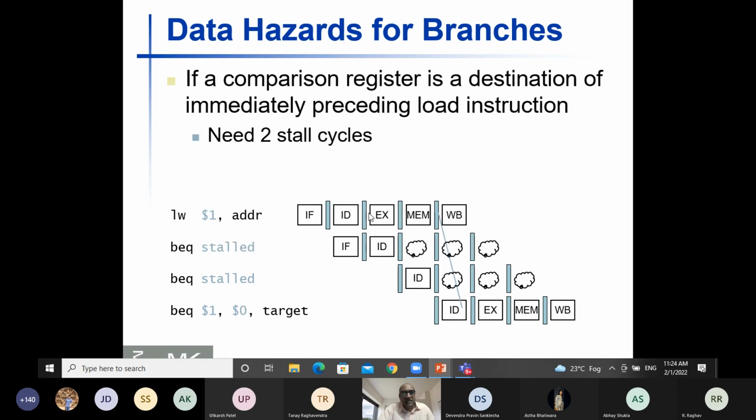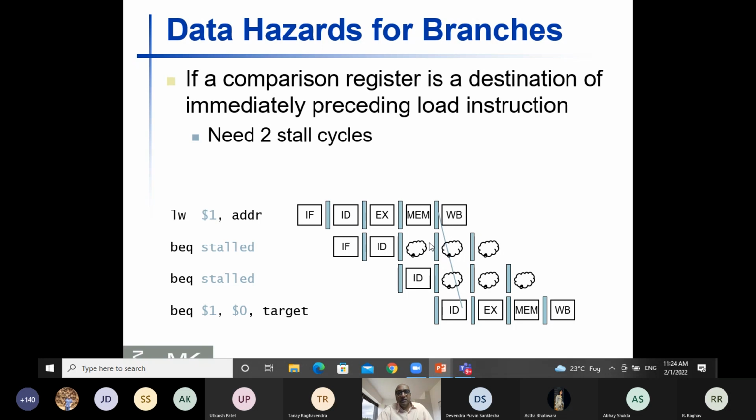And there are places where two stalls are required. Suppose there is a load instruction immediately preceding the branch equal. In that case, we are performing the branch decision in the second stage, but the outcome is available only at the fourth stage. So again you have to wait for 2 cycles. That means two stall cycles need to be introduced, right?